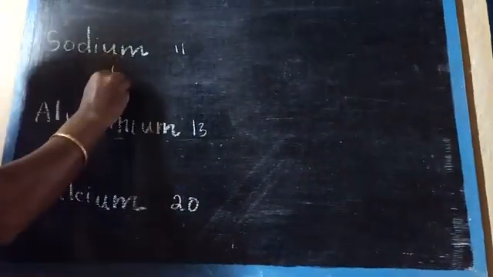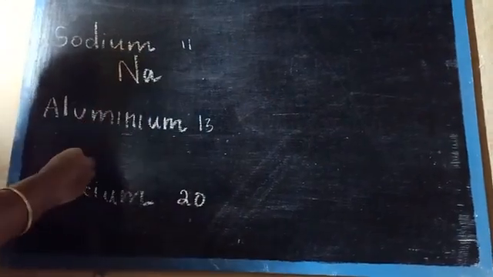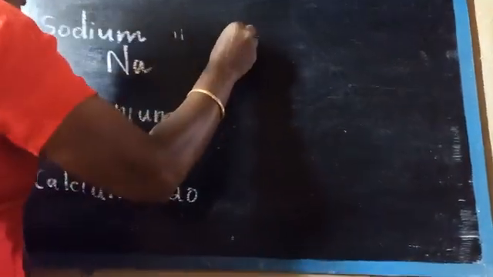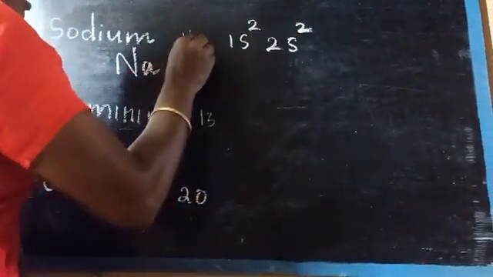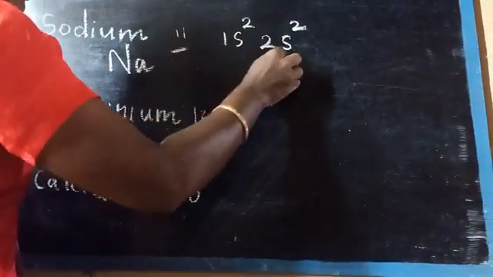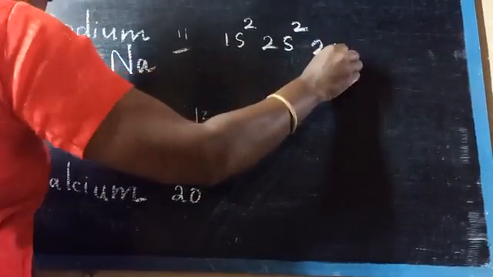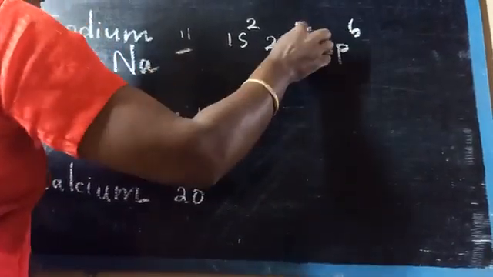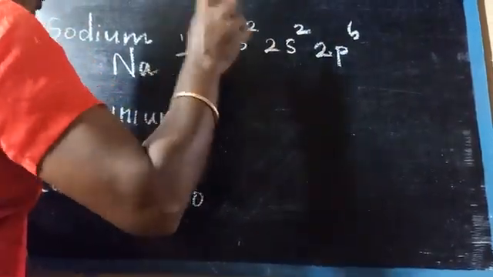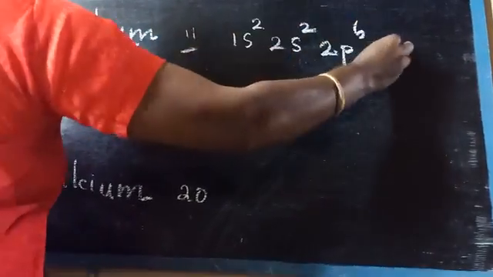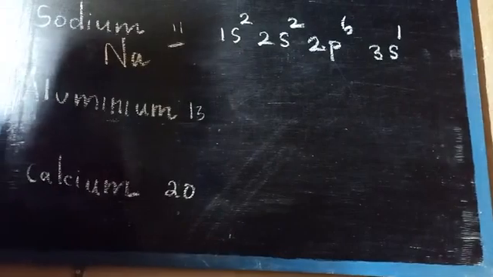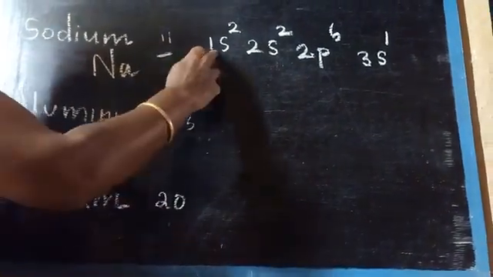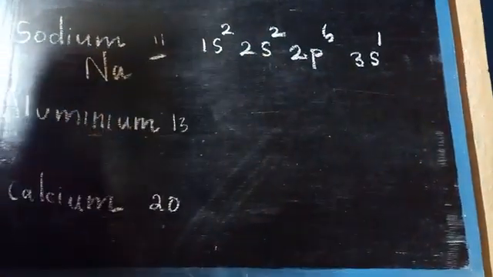Sodium, atomic number 11. You know the symbol sodium Na. The electronic configuration: 1s2, 2s2. Here the number of electrons is 11. 1s2, 2s2, next 2p6. So 6 plus 2 8, 8 plus 2 10. Remaining 1. So the next orbital is the 3s orbital. We need 1 electron, so fill the 1 electron. That's all. So 1s2, 2s2, 2p6, 3s1.